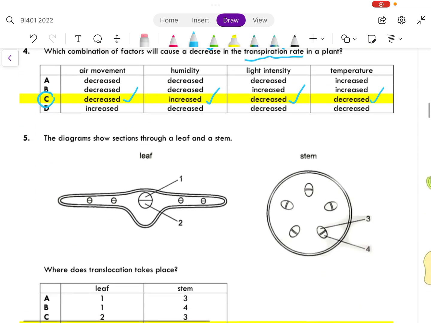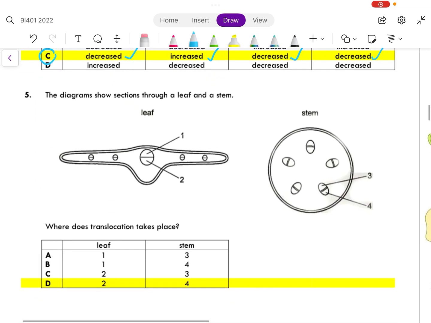Next, we go to question 5. The diagram shows sections through a leaf and a stem. Where does translocation take place? Translocation is related to the phloem. So the phloem translocates sugars such as sucrose. As mentioned earlier, you'll find the phloem usually on the outside. So this is the phloem.